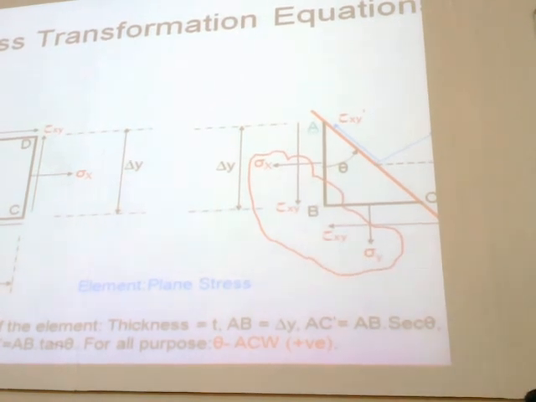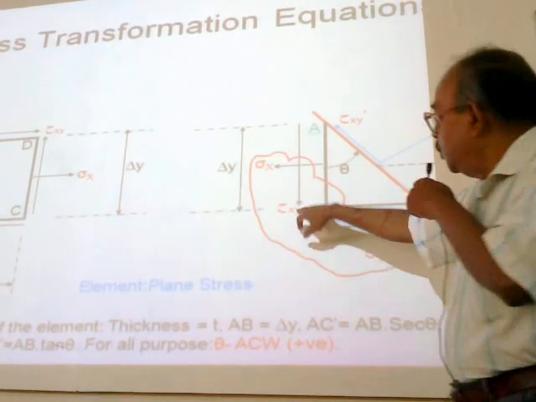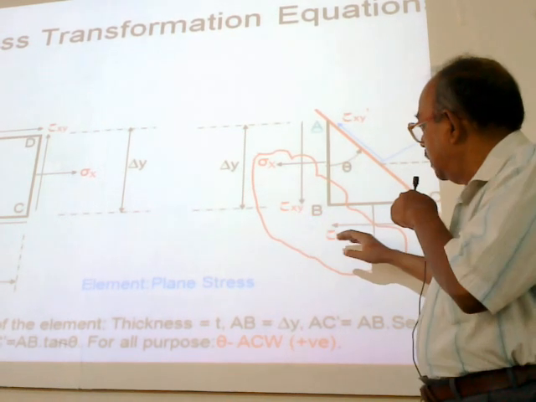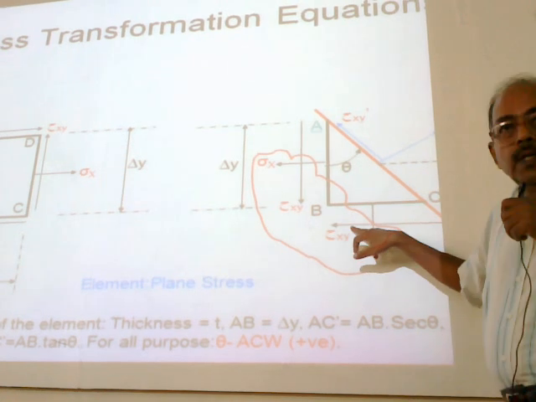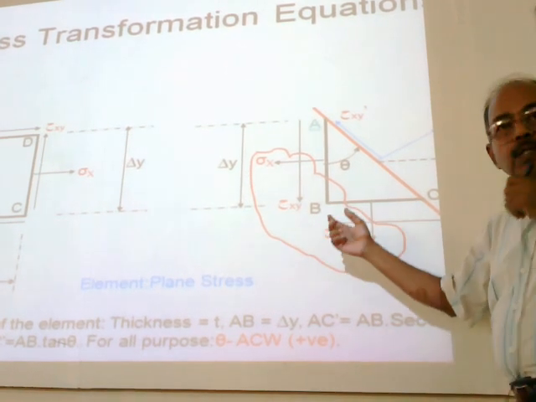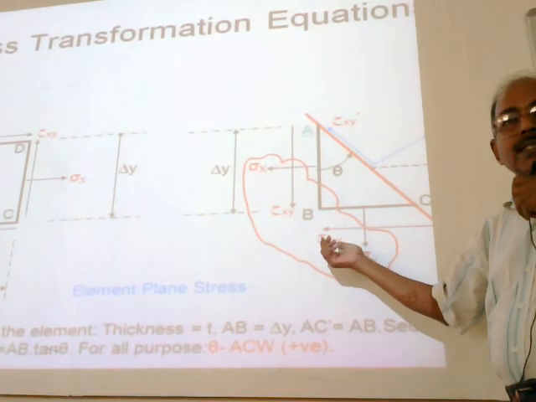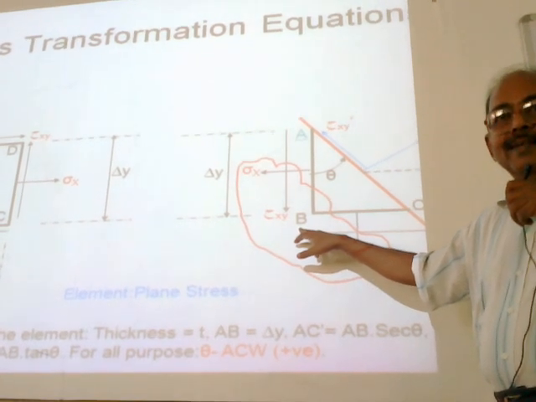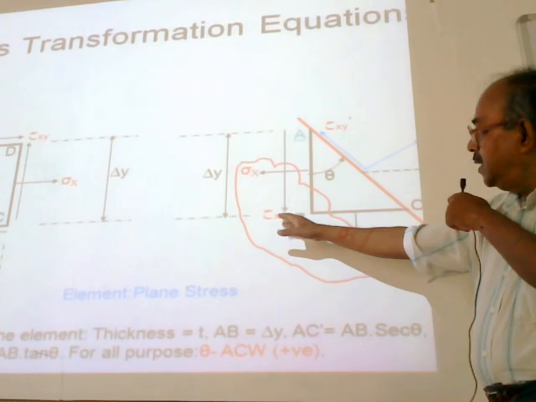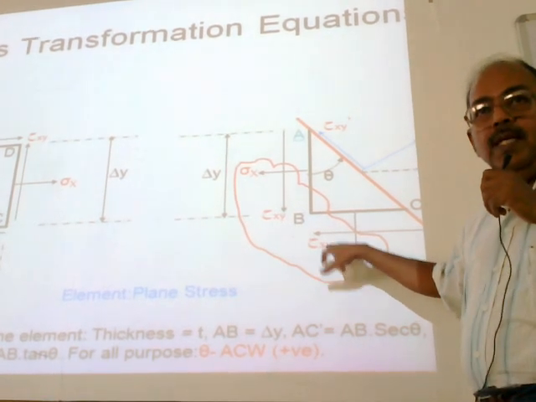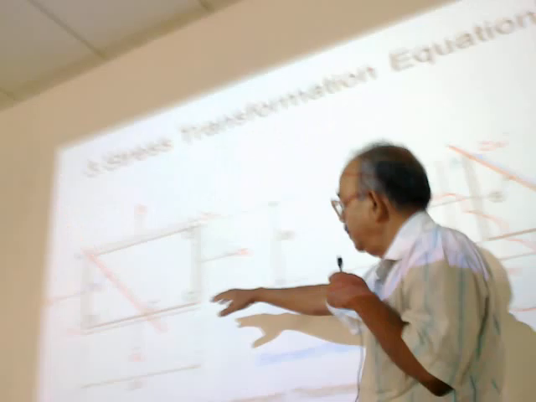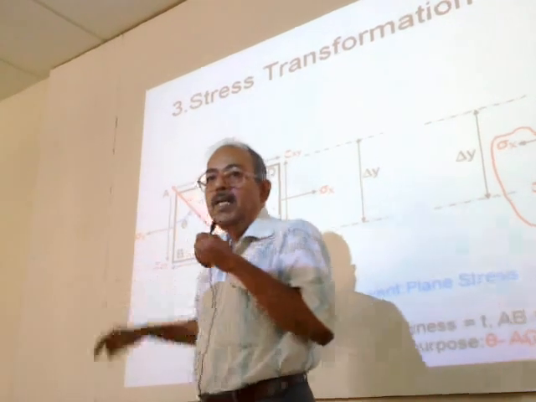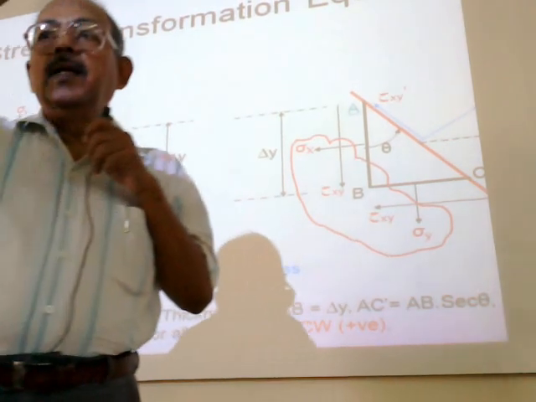Tau yx, on this side, is tau xy, so we are considering it downward. Tau yx has been complemented; yx is changed to xy. This is also xy. They are complementary in nature. The moments coming here, clockwise and anti-clockwise, must be the same.